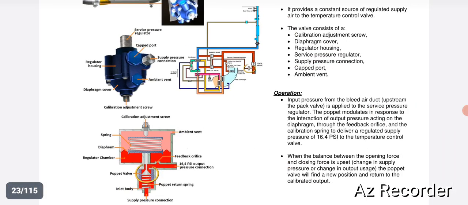Next, we will talk about the service pressure regulator. As we know, before entering the pack valve, bleed air will go through the service pressure regulator. The service pressure regulator is a pneumatically activated pressure differential regulator. It provides a constant source of regulated supply air to the temperature control valve. How much will the pressure be? The pressure is 60.4 psi. Okay. Input pressure from the bleed air duct is applied to the service pressure regulator.